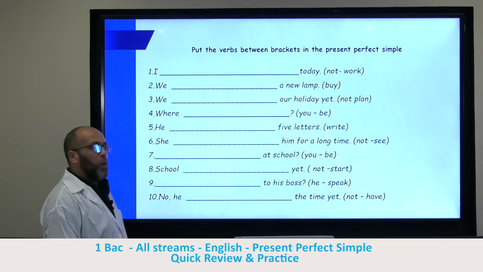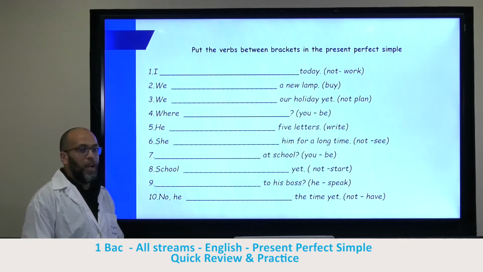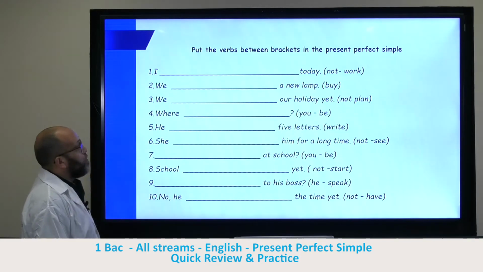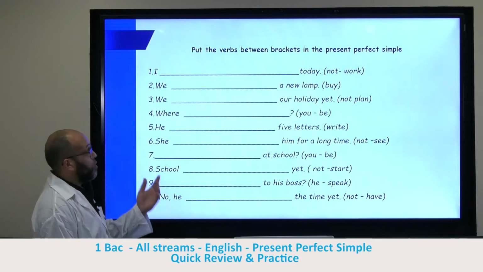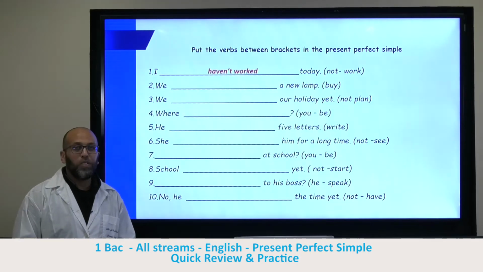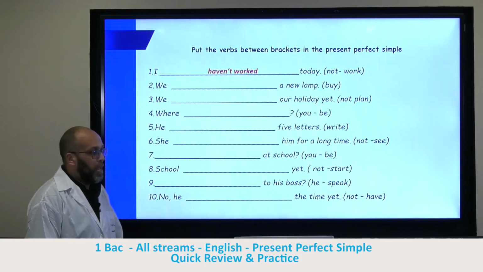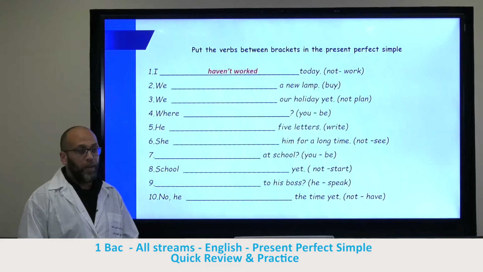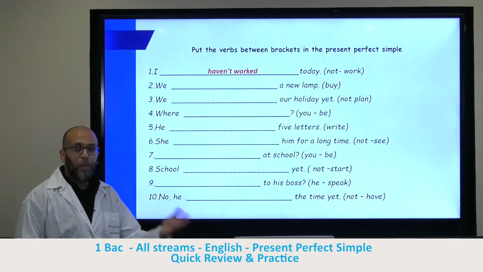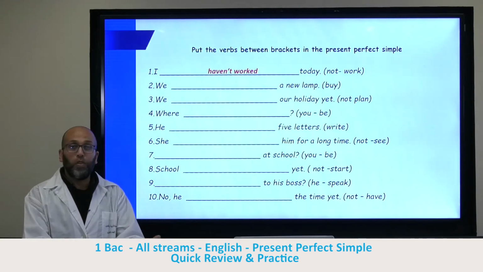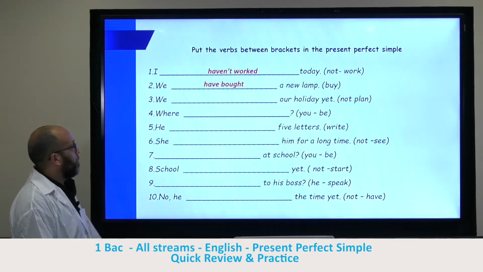Okay, so this is a very quick exercise to help you practice this form of have or has and past participle. Number 1: I not work today. So I and you take have. It's a negative form, so we should say I haven't worked today, and work is a regular verb. Number 2: We buy a new lamp. We should say we have. Buy is an irregular verb. So if you don't know it, you check the list of the verbs. You should find we have bought a new lamp.